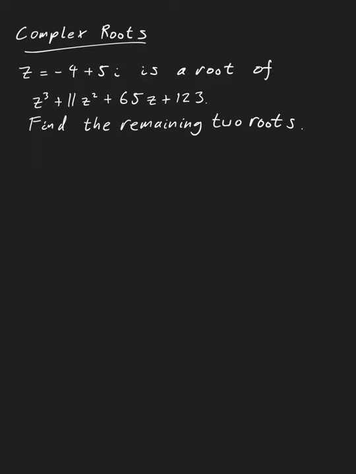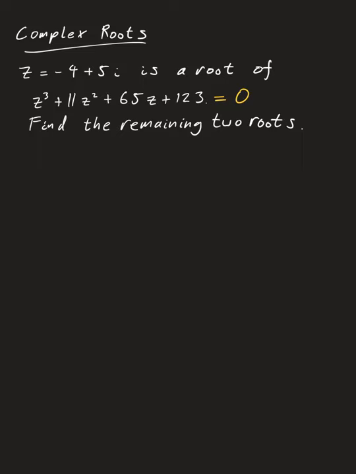I'm going to do some examples on finding complex roots of polynomials. So we're told that z is equal to minus 4 plus 5i is a root of this polynomial, and we're asked to find the remaining roots. So it's a root of this polynomial means it's a solution of this equation, where that equals 0.